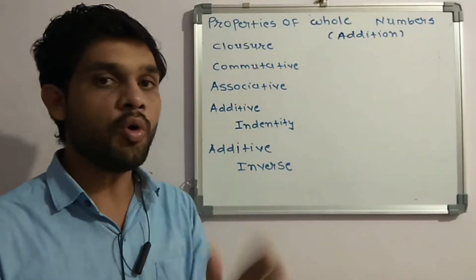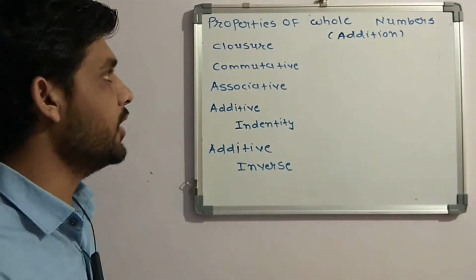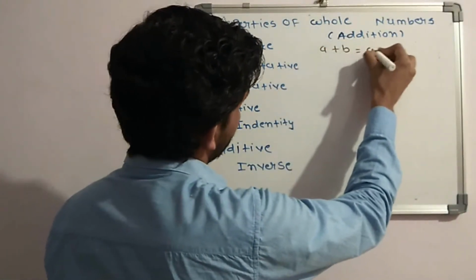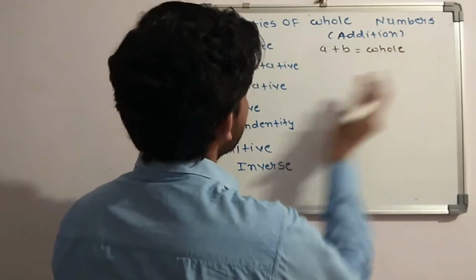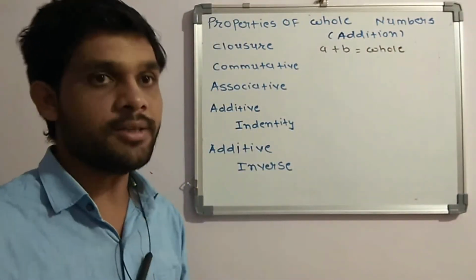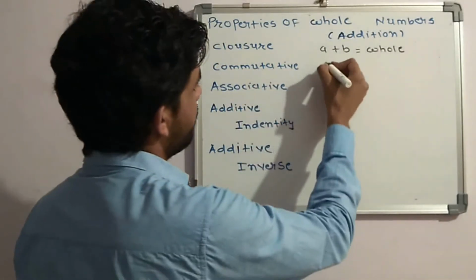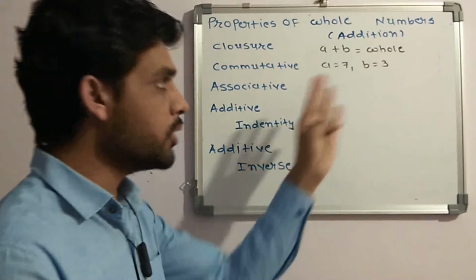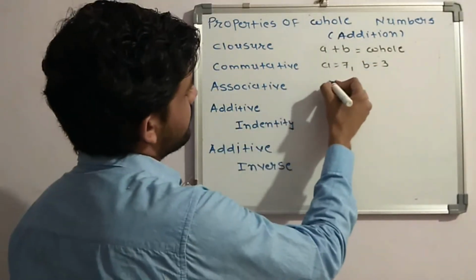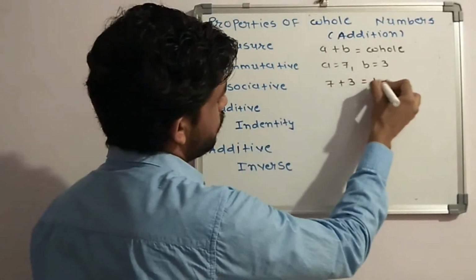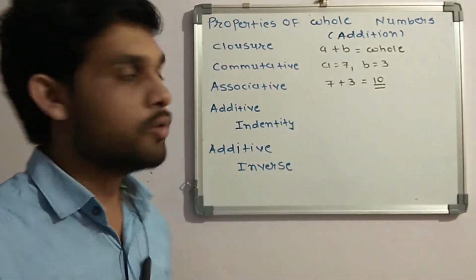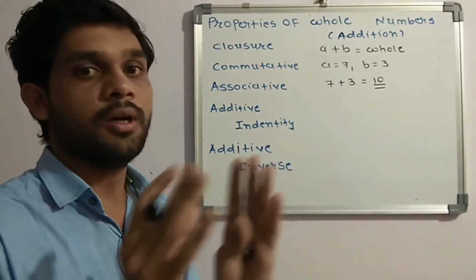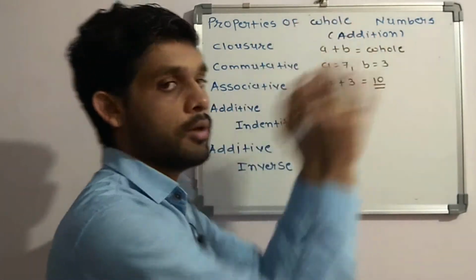What does the closure property for whole numbers say? When we add any two whole numbers and the answer is also a whole number, then we can say that this property is closed under addition for whole numbers. So let me take an example: a is equal to 7 and b is equal to 3. These both are whole numbers. So let me add: 7 plus 3 is equal to 10. So 10 is also a whole number. So from this we can say that the closure property is closed under addition for whole numbers.